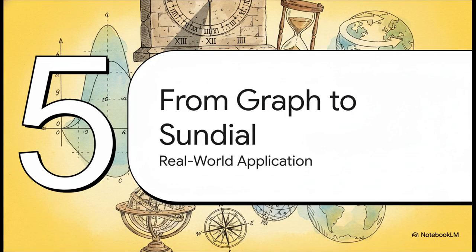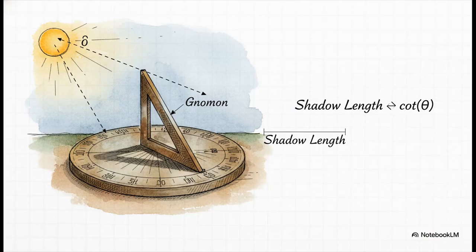So at this point, you might be thinking, okay, this is neat and all, but am I ever going to use this? Well, you might be surprised. It turns out cotangent has this beautiful, ancient connection to telling time. The length of the shadow cast by a sundial is directly proportional to the cotangent of the sun's angle in the sky. As that angle, theta, changes throughout the day, the shadow's length perfectly traces out a cotangent curve.